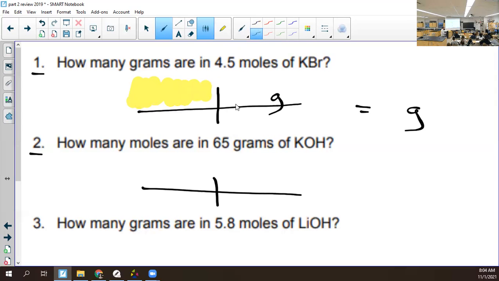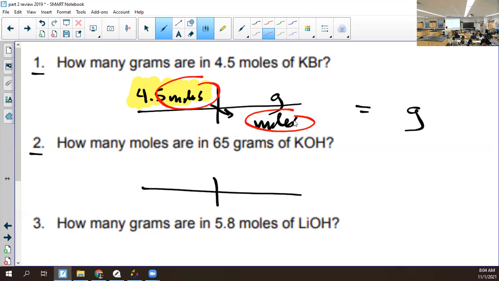All right. The thing I was given, I heard that. So I was given 4.5 moles. So the last thing then, what must come down here? Moles. This unit here always matches this unit here. Okay, now I'm missing something. Where do I get this number?